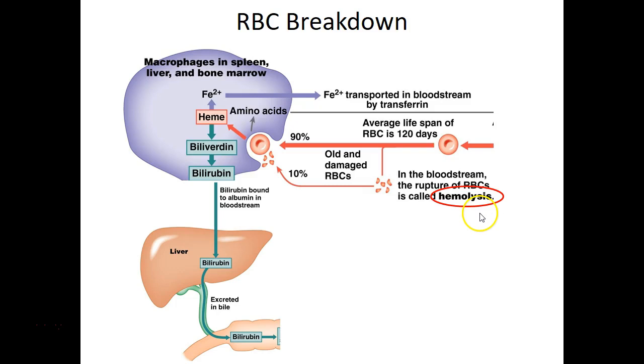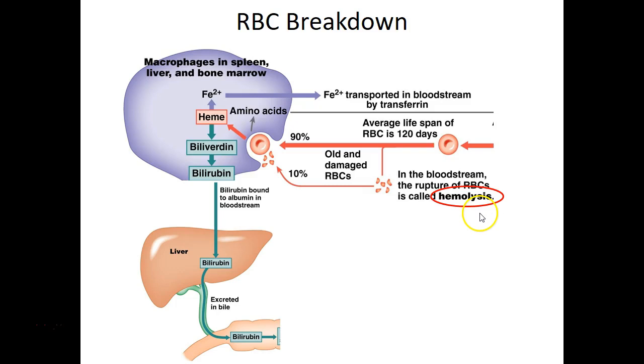Now they start getting broken down. If we have breaking down of those red blood cells in the blood, that's called hemolysis. Here, we're talking about this happening outside of the blood, and the cell gets broken down into those 3 components.